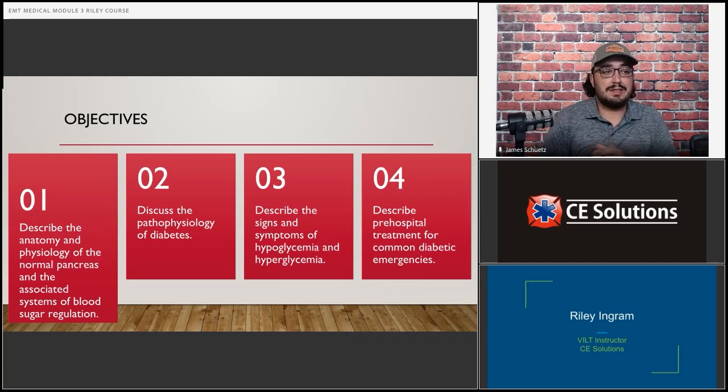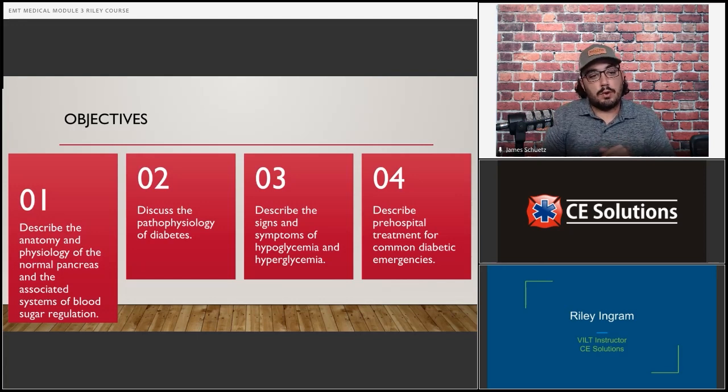Number 2, we're going to discuss the pathophysiology of diabetes. So when it's not working right, what's it doing? What have we done to get ourselves to this point? We're going to get into all of that. We're going to describe the signs and symptoms of hypoglycemia and hyperglycemia, so both ends of the spectrum. We're going to talk about both sides of it, what it's going to look like, how it presents, and what we can do for it pre-hospital wise.